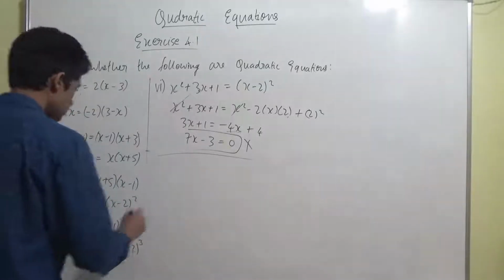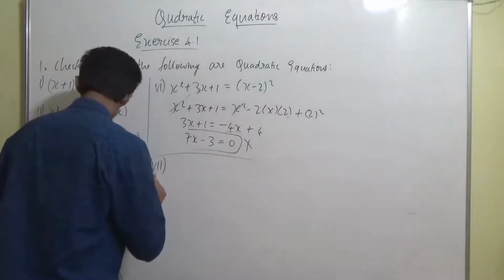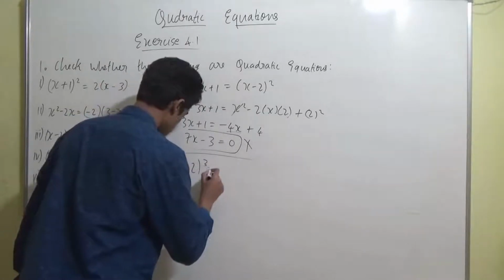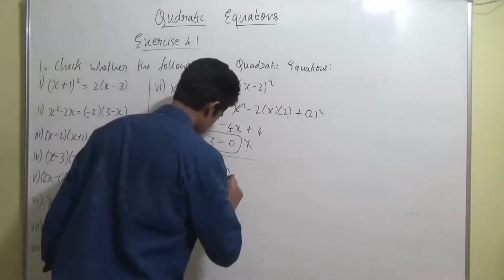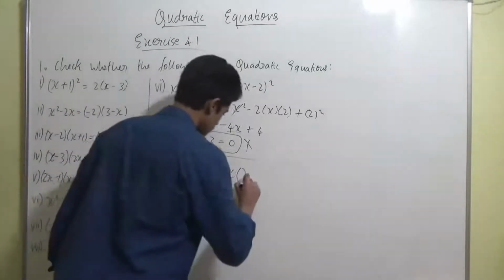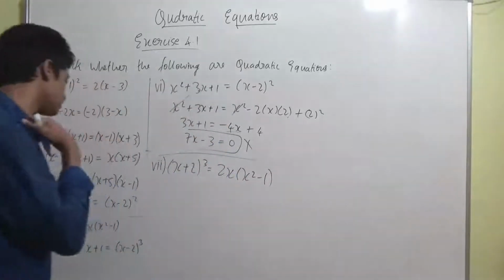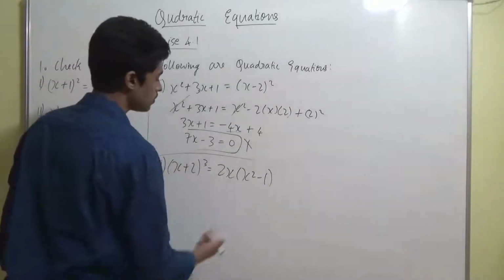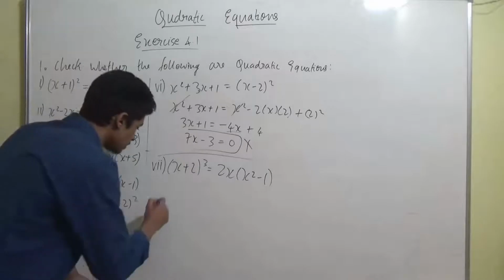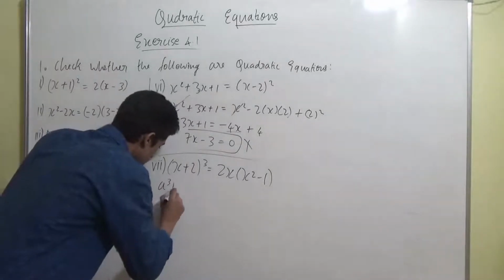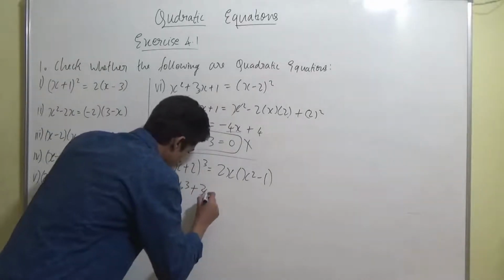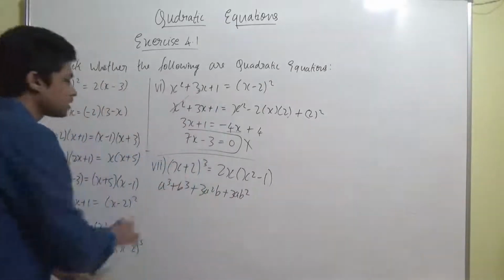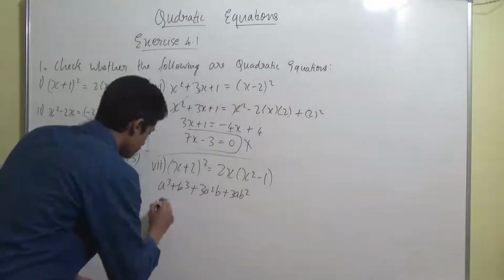Right, the 7th sub question is x plus 2 the whole cube equal to 2x into x square minus 1. So this is the 7th sub question. Here first we have to use the a plus b the whole cube formula, and then we have to solve them. If I put the a plus b the whole cube formula, it is a cube plus b cube plus 3a square b plus 3ab square. Okay, so I'll start substituting the values of a and b in this equation.